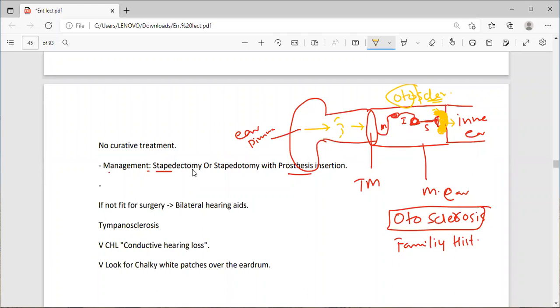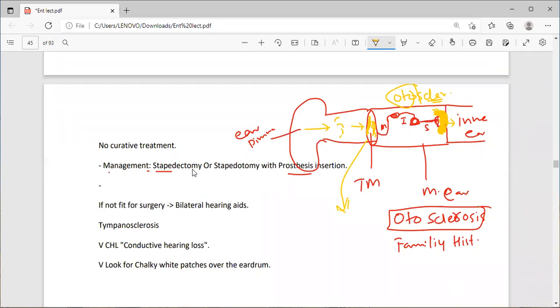And you can appreciate the tympanic membrane. There will be whitish stuff along the tympanic membrane, and there will be some bony growth over here. So then you will be able to find out that this patient has otosclerosis.